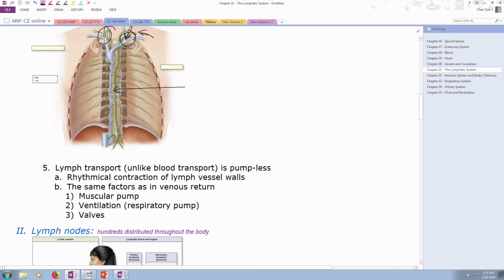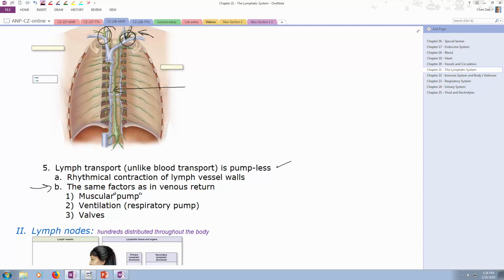Lymph transport is also pumpless, but we have pseudo pumps that help push the lymphatic fluid throughout the lymphatic system, just like we did with venous return. We have the muscular pump, which remember is muscles contracting, squeezing this valve system, so that fluid will be milked towards the superior aspect above the heart.